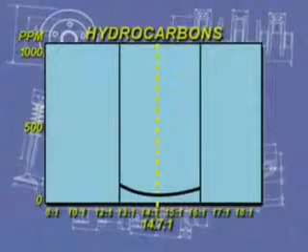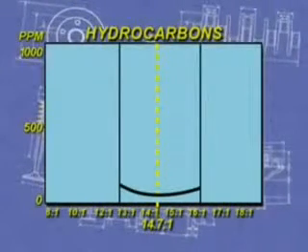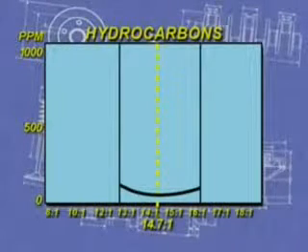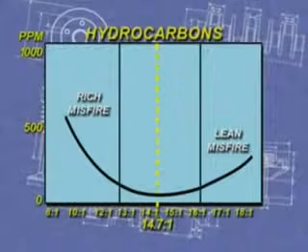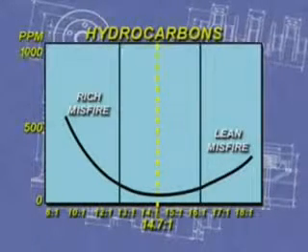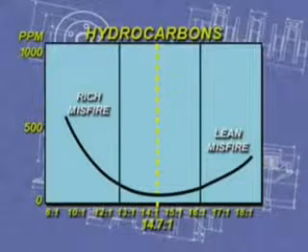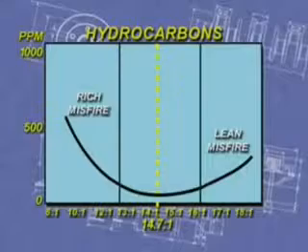Beginning with hydrocarbons, notice the relative stability of HC between the air-fuel ratios of 13 to 1 and 16 to 1. As the mixture drifts out of this range, however, it ultimately becomes so imbalanced that the engine will begin to misfire, causing a significant increase in hydrocarbons.